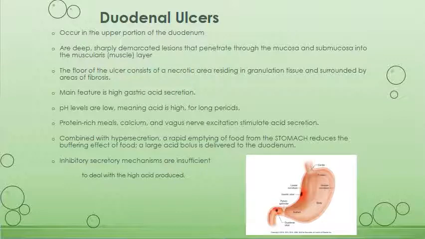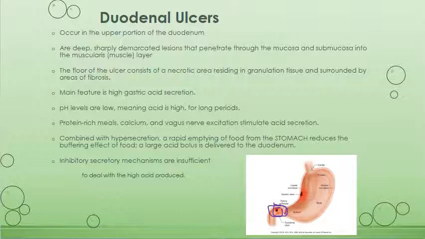Comparatively, the duodenal ulcers will occur in the upper portion of the duodenum. They are deep, sharply demarcated lesions that penetrate through the mucosa and submucosa into the muscularis or muscle layer of the duodenum right there. The floor of the ulcer consists of a necrotic area resulting in granulation tissue and surrounded by areas of fibrosis, and that's what you're going to see there. The main feature is high gastric acid secretion. pH levels will be low, meaning that acid is high for long periods of time, just kind of hangs out there and creates a problem, eats away.